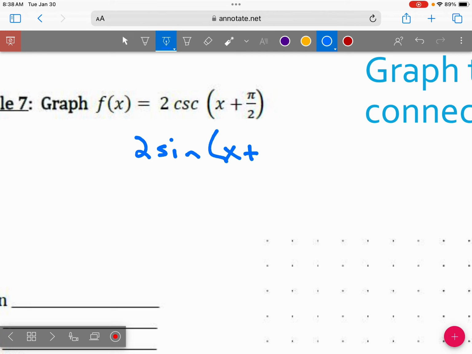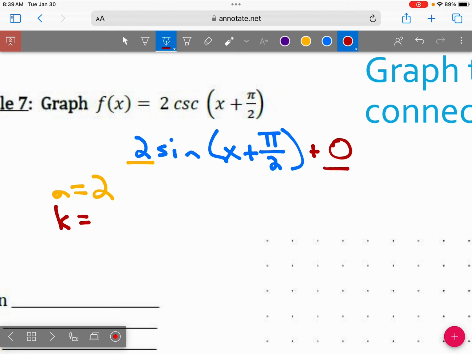2 sine of x plus pi over 2. If we were looking at that, we would say that our a value is 2. We would say that our k value is 0. We would say that our b value, there isn't one there, so our b value would be 1, which then gives us just 2 pi as our period.